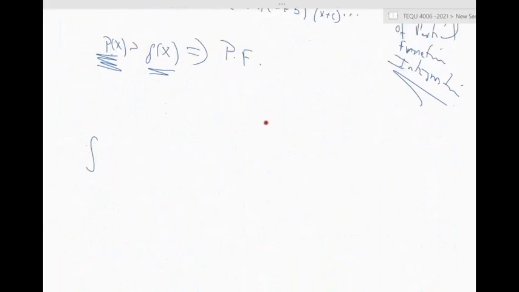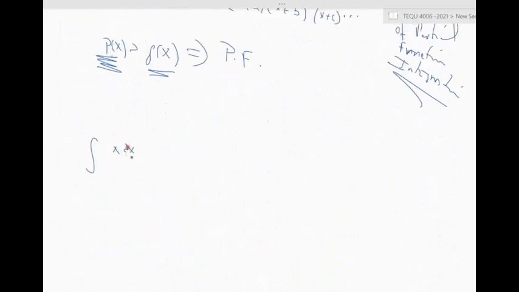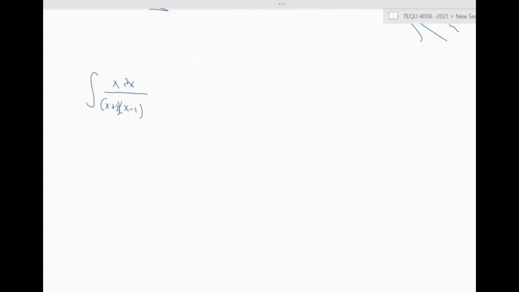We are integrating x dx over (x plus 3)(x minus 1). And that's what we have. All right. And we want to integrate this. What happens now is that you're going to use partial fraction to solve this problem. Very easy. You will say that the function that we want to integrate is x over (x plus 3)(x minus 1). This falls under case A of partial fraction, so you will do this.